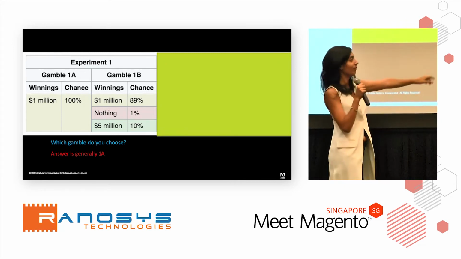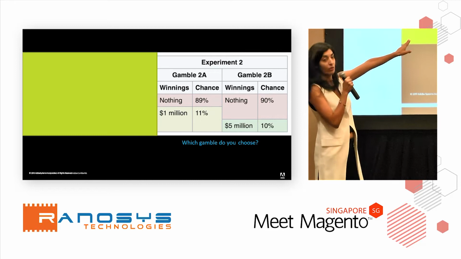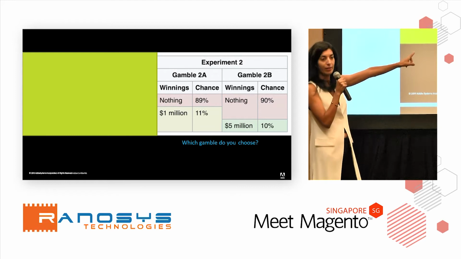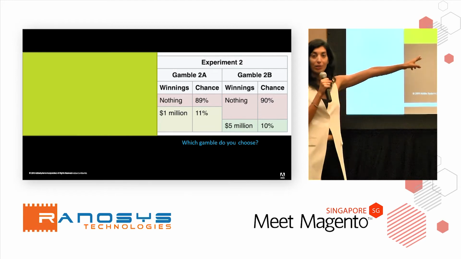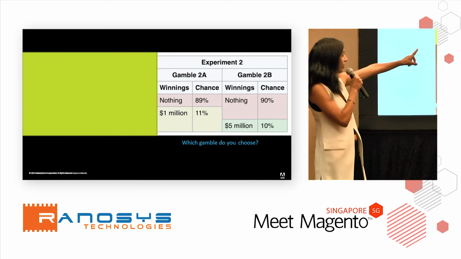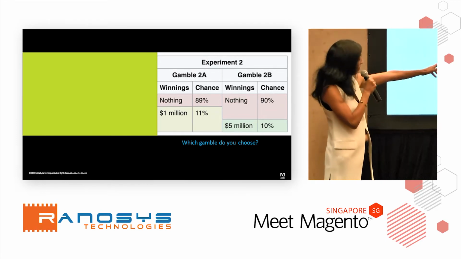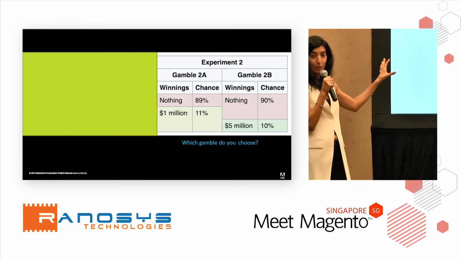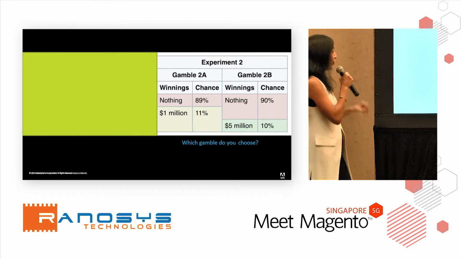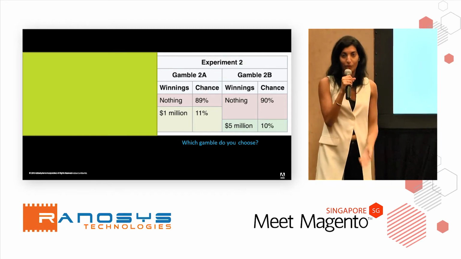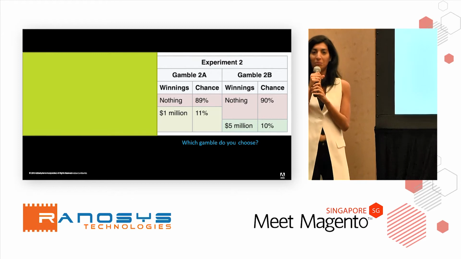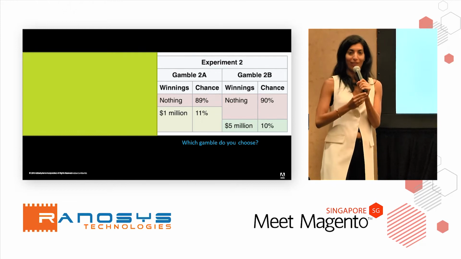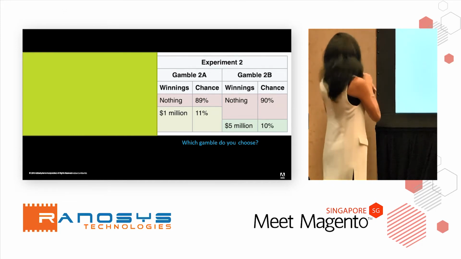So experiment 2. The A strategy is 89% chance you win nothing and 11% chance you win $1 million. Gambling strategy B, 90% chance you win nothing, but then there's a 10% chance that you win $5 million. Okay, look at it a little bit. Decide on which one you like better. For those who like gambling strategy A, please raise your hands. 1, 2, maybe. Okay. And for those who like strategy B, please raise your hands. Yes, it works every time.